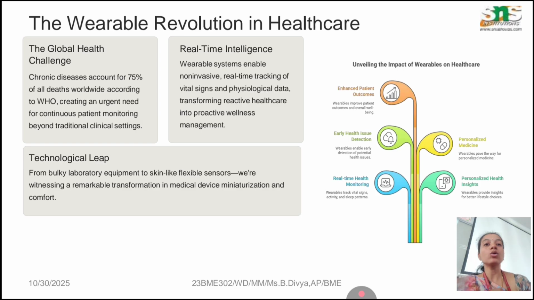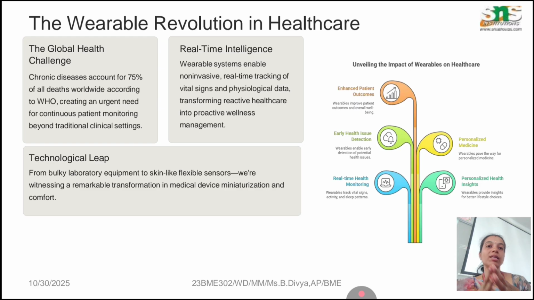Okay, the global healthcare challenges. How do the challenges take place, and how is the World Health Organization going to meet them in these healthcare systems? Chronic diseases account for 75% of all deaths worldwide according to WHO, creating an urgent need for continuous patient monitoring beyond traditional clinical settings.